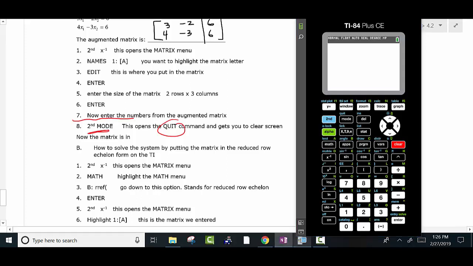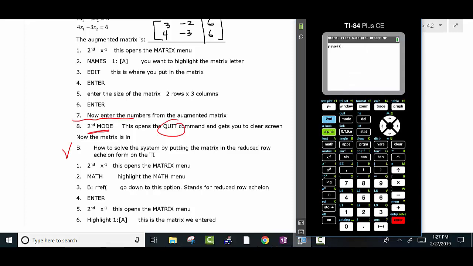Now for part B, we're going to have the calculator solve this matrix for us. So you go second x to the -1 to open up your matrix menu. Then you go to the math command and go way down until you find something that says RREF. That should be way down at the bottom. That stands for reduced row echelon form. That's what you're always going to use, always that one, not the one above it with 1R. Then you press enter.